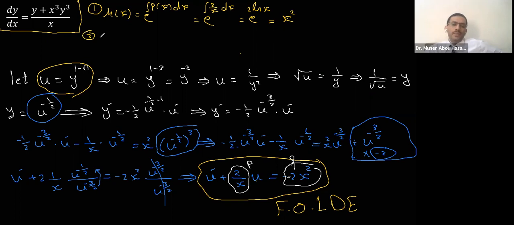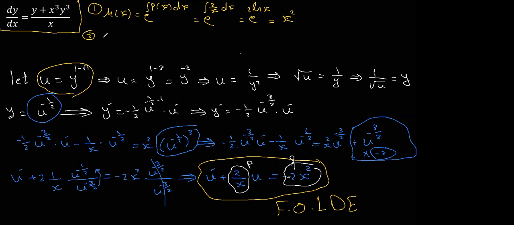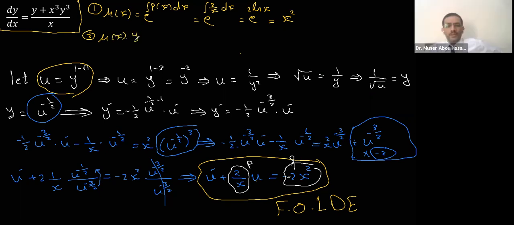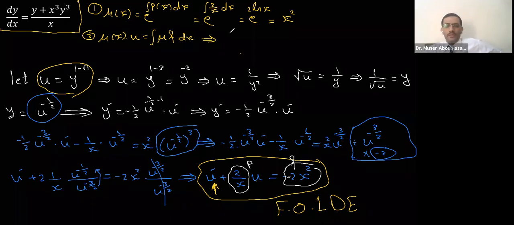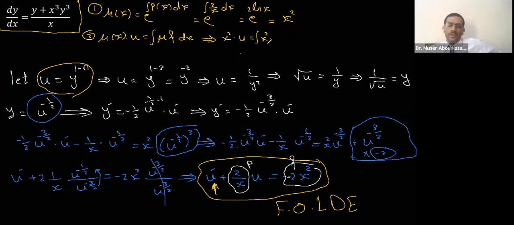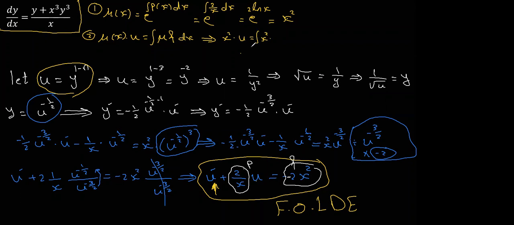Second step is to, yes, do you remember? Mu x times y, times y equal, but now it isn't y, it is u. Am I right? I convert my y into u. So u equal integral of mu times f dx. That will give me x squared times u equal integral of x squared. Where is your f? Negative 2x squared.